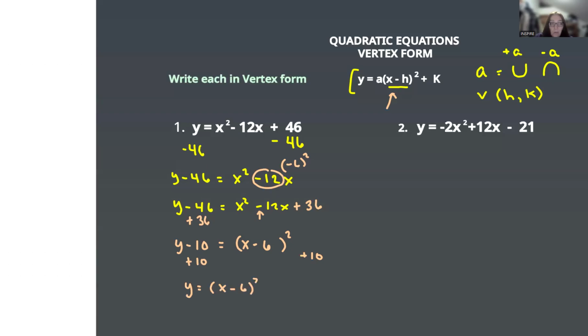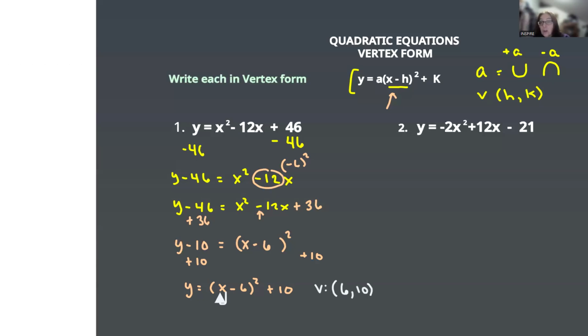And if I want to know what the vertex is, we just have to look at our equation now. So my vertex is going to be x equals 6. This is not x equals negative 6. This is written as a factor, so you got to change the sign. So x equals 6 and y equals 10. So now we know that this parabola is going to open up and the vertex is 6, 10.